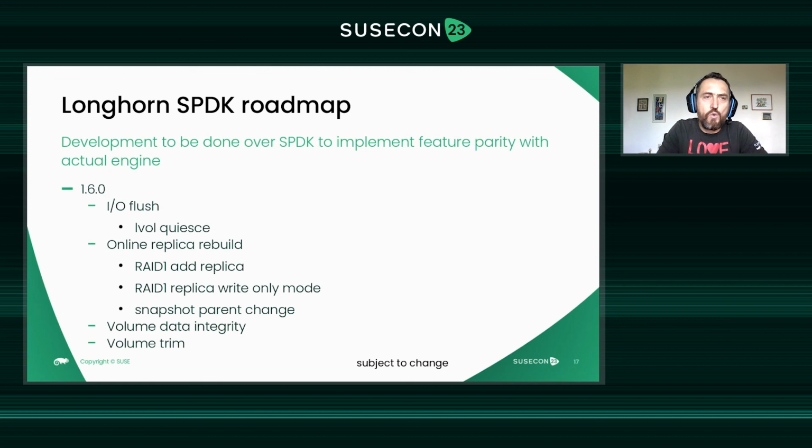Let's see now what are the developments that we will do to implement feature parity with the current Longhorn engine. We will have the next release, 1.6.0, I think at the end of this year, where we will have, as discussed before, I/O flush that will be implemented using a new API added recently to SPDK, like LVOL Quiesce. And another big development that we will do for the next release is online replica rebuild.